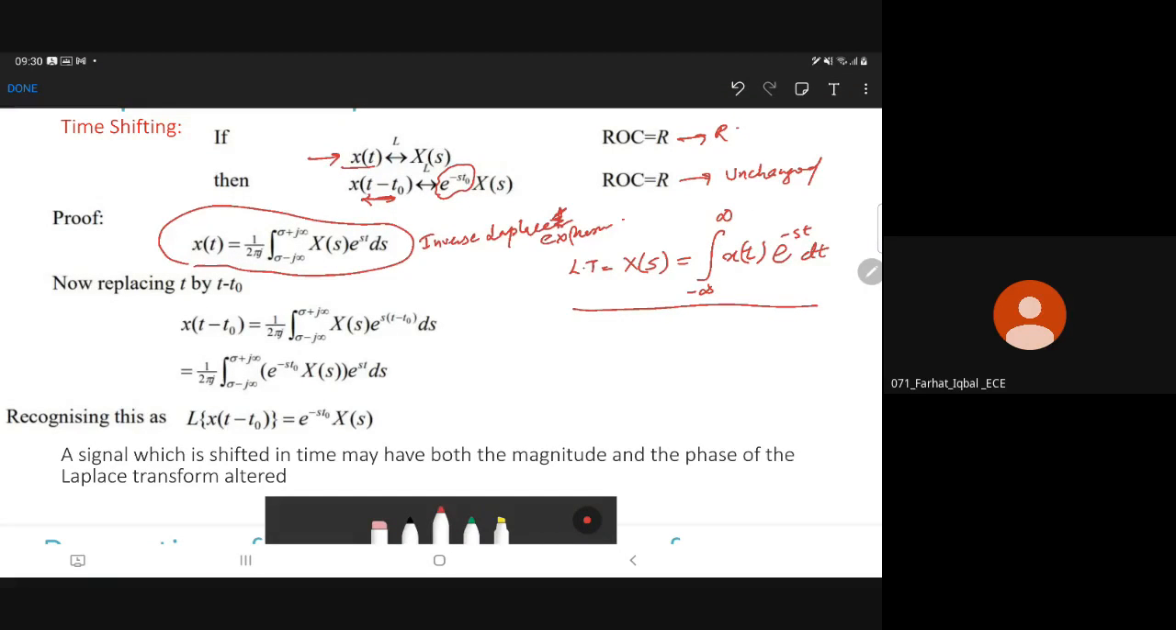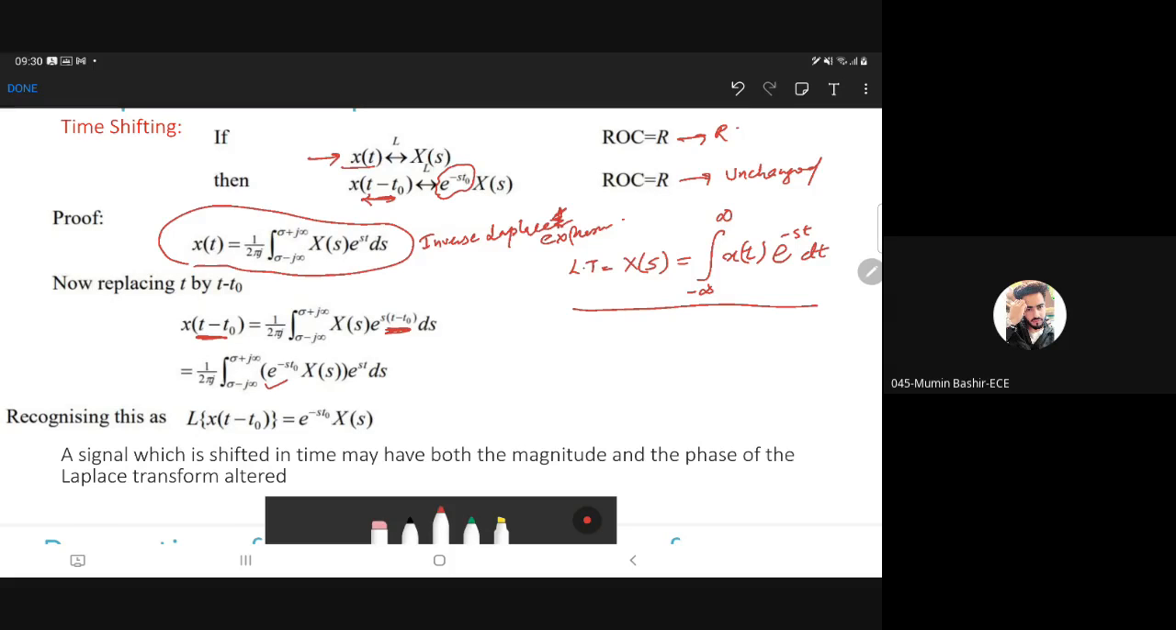So suppose in this equation we replace t by t minus t naught. Then you can simplify this equation. Wherever there is t, it is replaced by t minus t naught. Okay, only t is replaced, and we will be able to find that we will be having something like this.